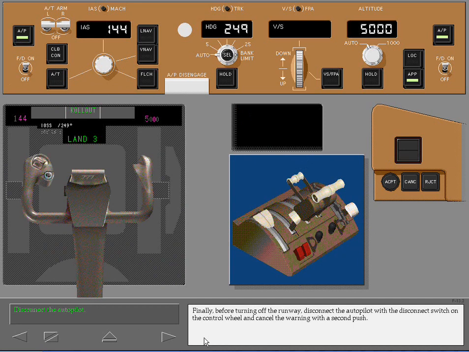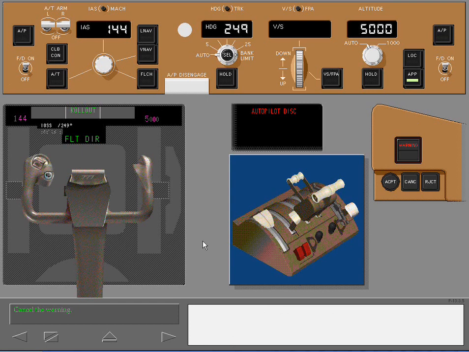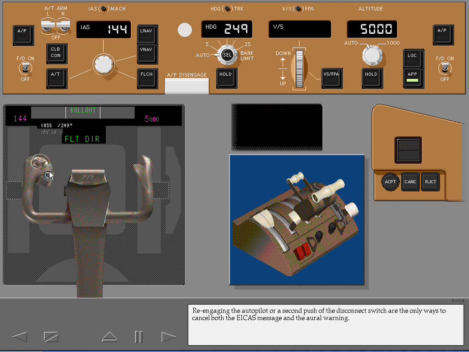Finally, before turning off the runway, disconnect the autopilot with the disconnect switch on the control wheel and cancel the warning with a second push. Touch the highlighted area. Re-engaging the autopilot or a second push of the disconnect switch are the only ways to cancel both the ICAS message and the aural warning.